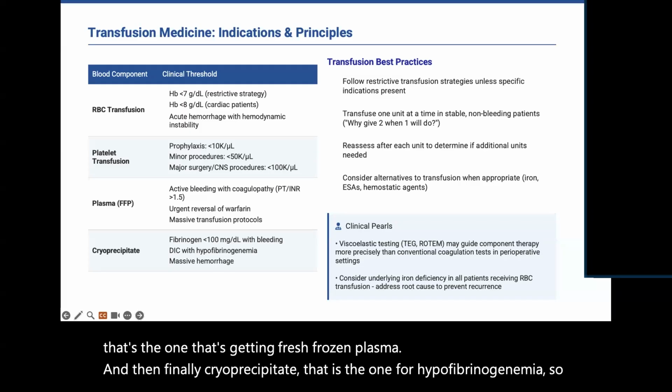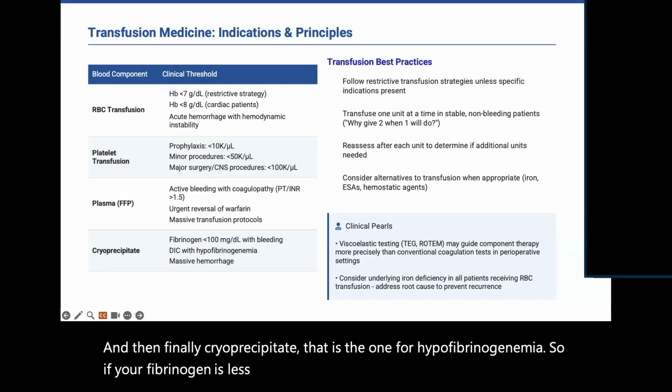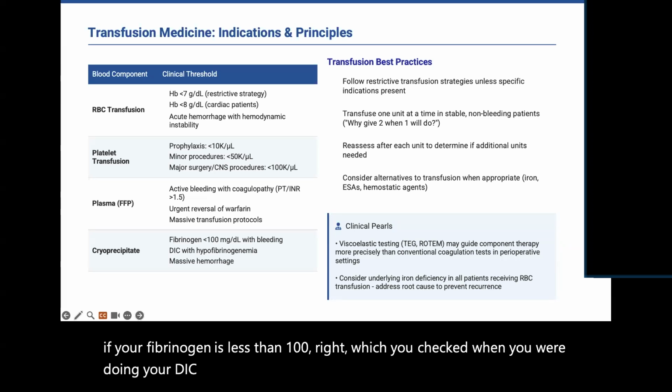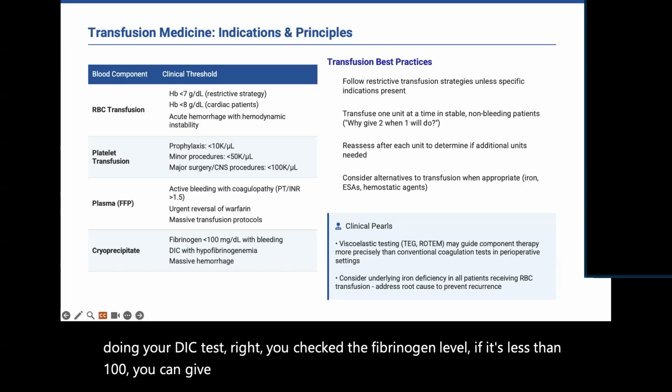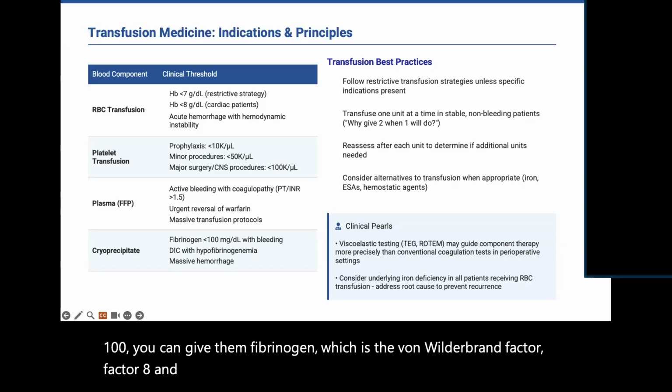So if your fibrinogen is less than 100, right, which you checked when you were doing your DIC test, you checked the fibrinogen level. If it's less than 100, you can give them cryoprecipitate, which contains fibrinogen, von Willebrand factor, factor 8, and factor 13, rather.